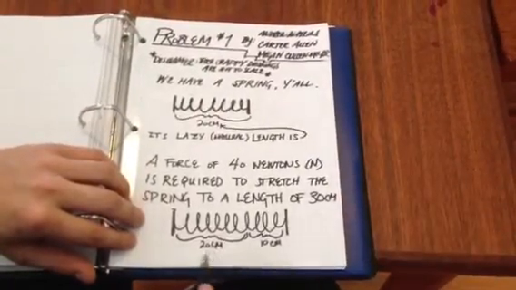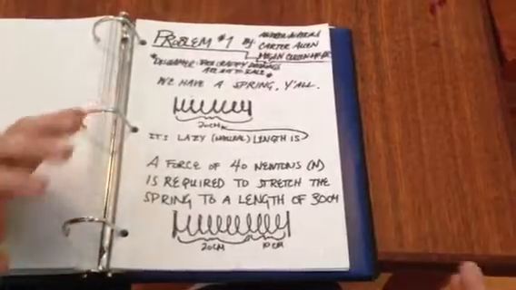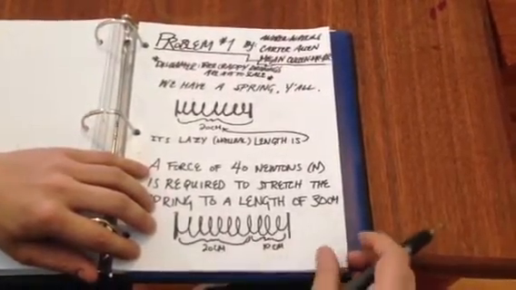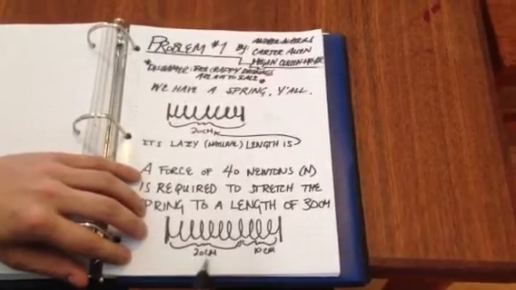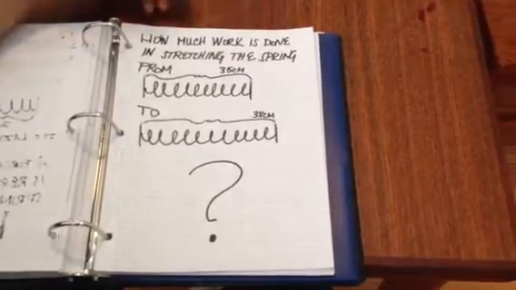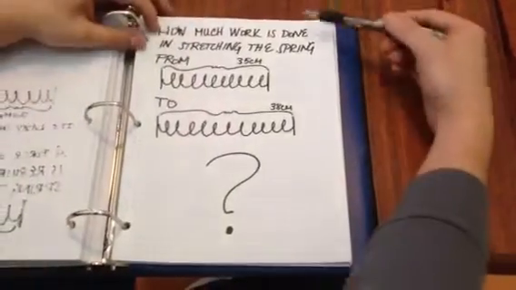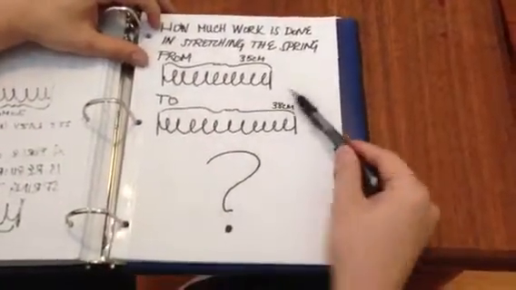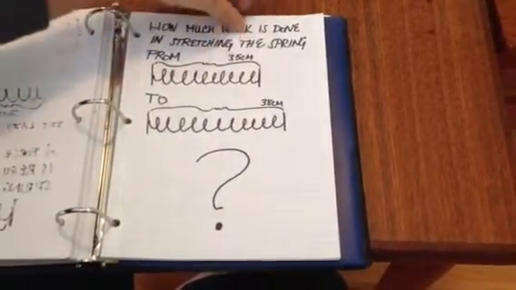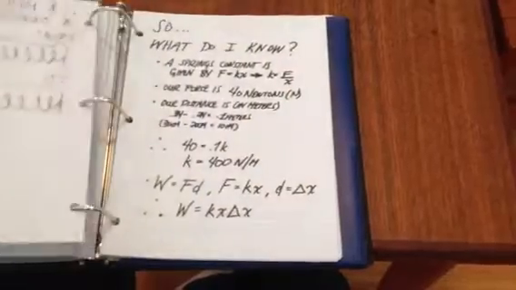Since this whole thing is in newtons, we're going to switch from centimeters to meters, so you'll start to see decimal points. You'll see 20 centimeters is 0.2 meters. So how much work is done in stretching the spring from 35 centimeters to 38 centimeters? That's our question. That's what we want to find out.